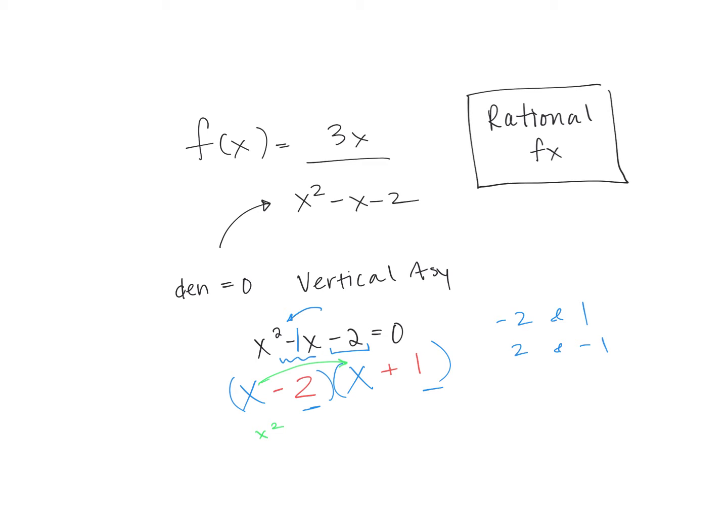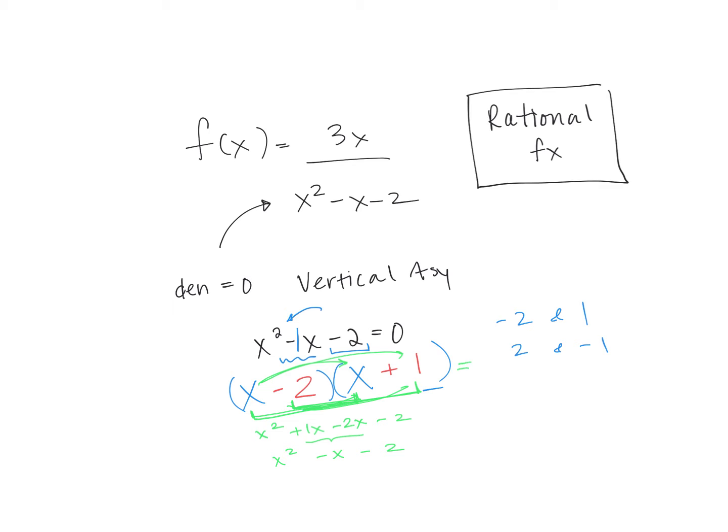That's x squared. We have x times 1 is 1x. Negative 2 times x is negative 2x, and then negative 2. So remember that middle section here, that's negative 2, and the outer section here, that's what gets us our middle term, which combines to be a negative x.